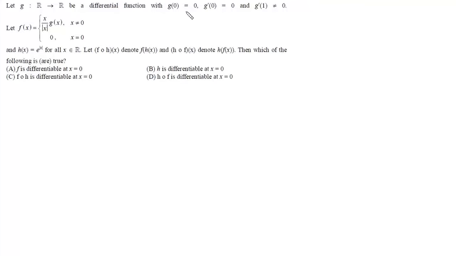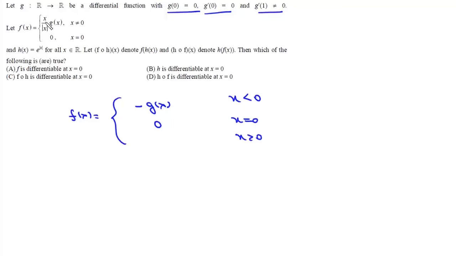Now it says g is a differentiable function with g(0) equals 0, g dash 0 as 0, and g dash 1 unequal to 0. Now we have defined this f(x) as x upon mod x g(x) when x is unequal to 0. So we'll split this definition in 3 parts. When x is less than 0, x upon mod x is minus 1, so it will be simply minus g(x). It is 0 for x equals 0, and it will be this g(x) when x is greater than 0. So that's your function f(x), and we are given h(x) as e to the power mod x. Now which of the following is or are true?